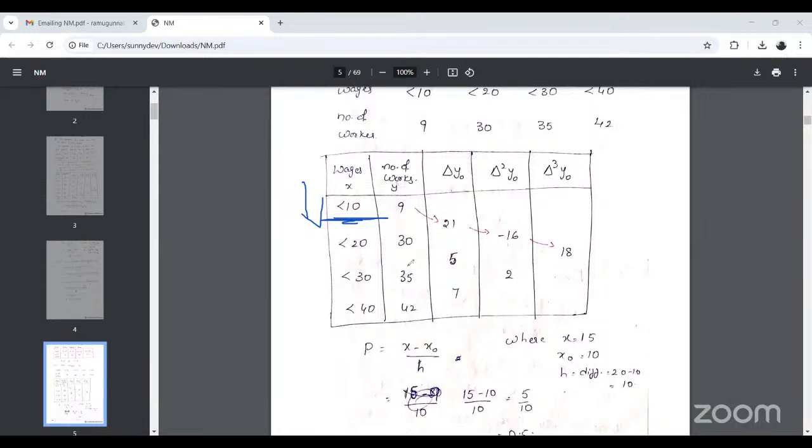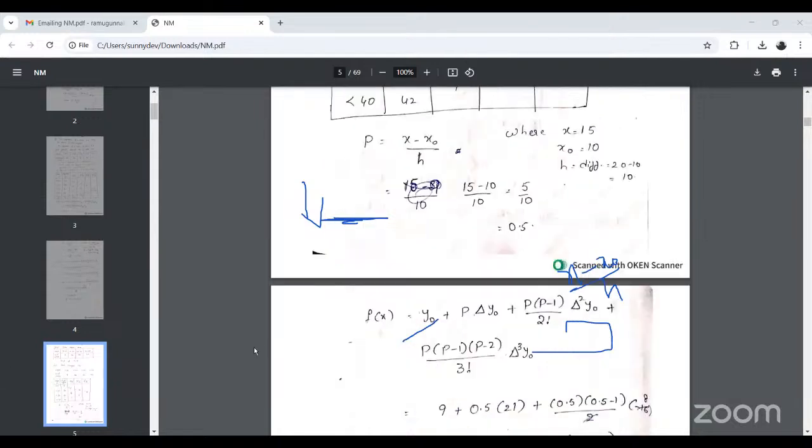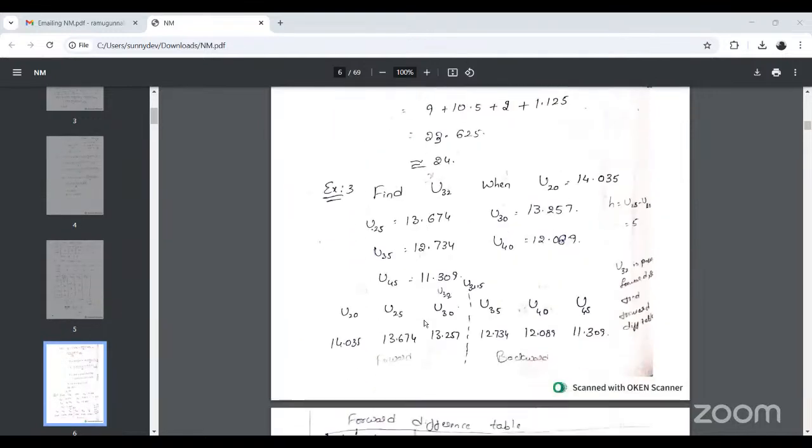So p equal to (x minus x naught) by h. X value means where we can find, that is 15. So next, here the p value is 0.5. Now just now we discussed, no? In the forward, we are getting the p value positive. So all those values you can substitute here, and we are getting that value.